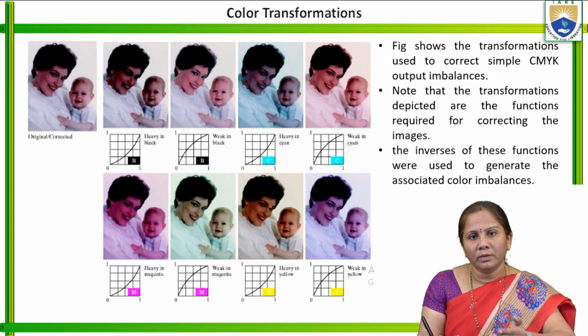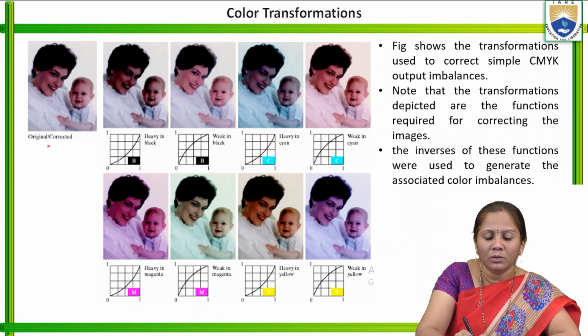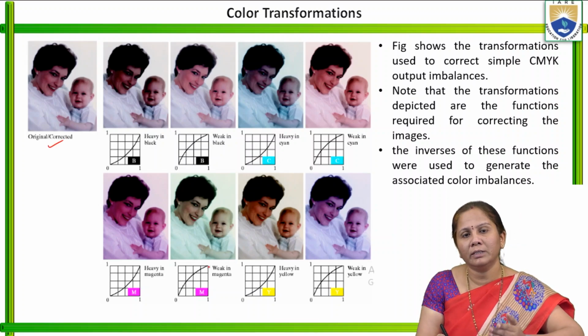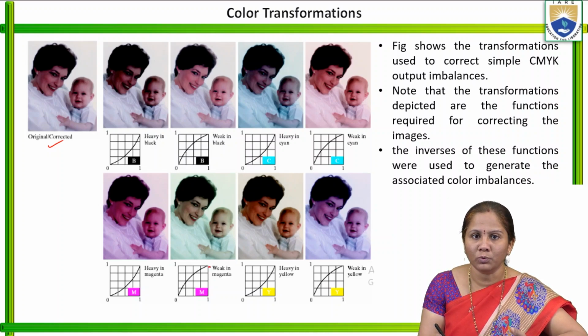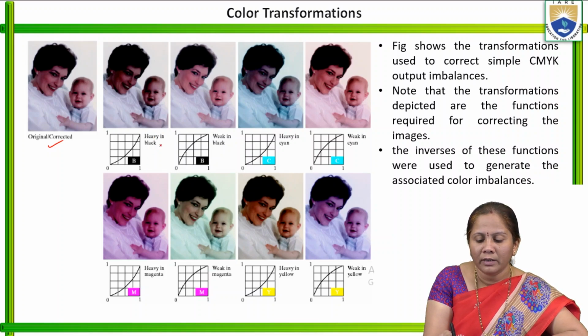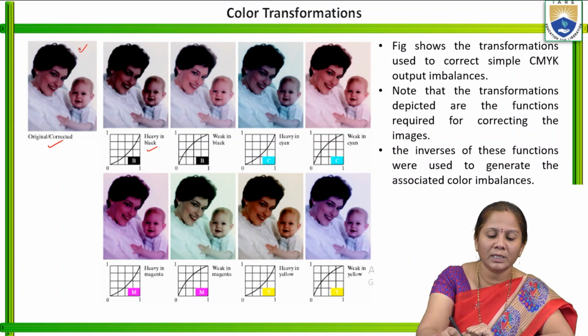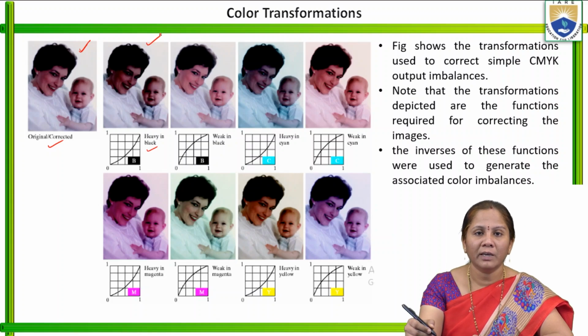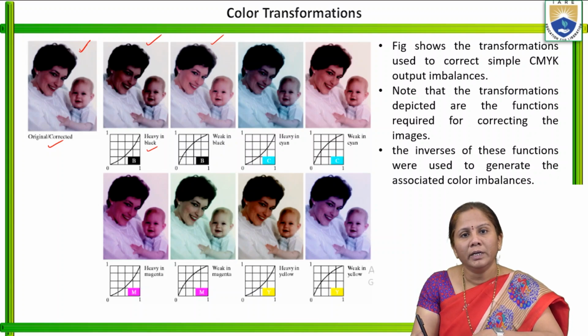Now, taking the same concept, that is tone and color correction, here this is the original image. If we want to correct that image, previously we have seen how we have corrected, but there we used the RGB model. Here another model is used, the CMYK model. Here we can observe in this figure, it is heavy in black. So this is the original image. If you see this image, it is heavy in black. And if you see this image, it is weak in black.